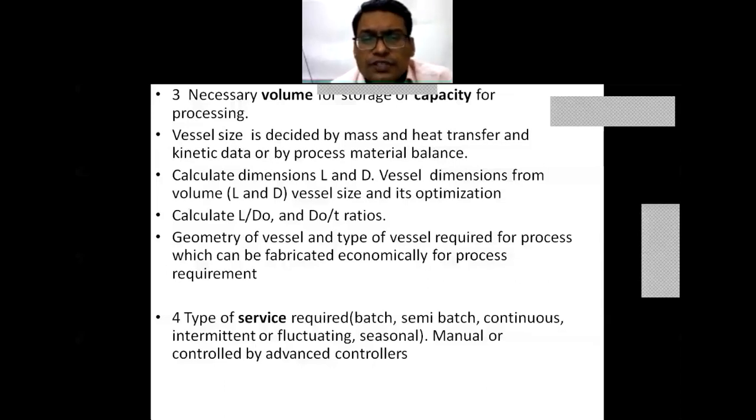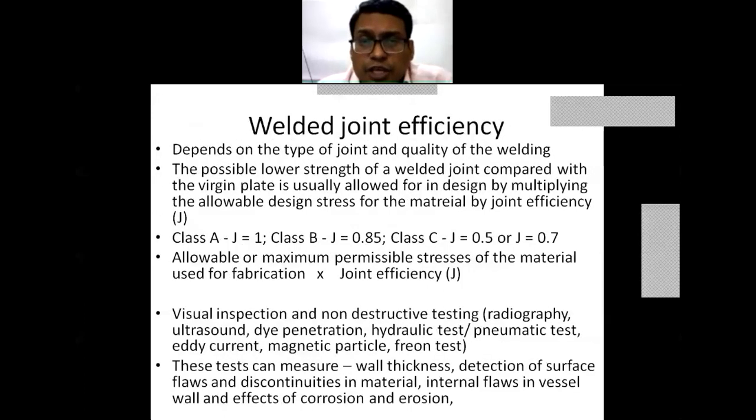The next is the type of service required, whether it's a batch process, semi-batch process, continuous process, intermittent or fluctuating, or specifically a seasonal process. Depending on that, I have to select the material of construction and select the dimensions of the vessel. All these parameters are to be taken into account before the detailed designing is done.